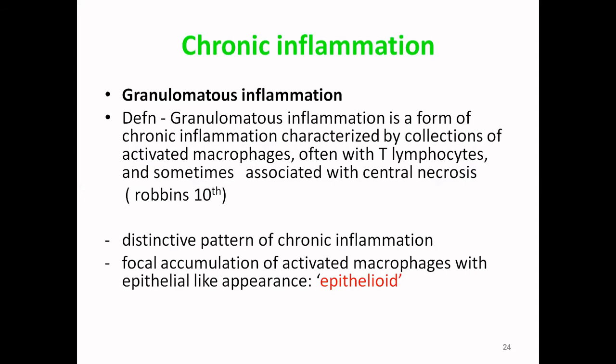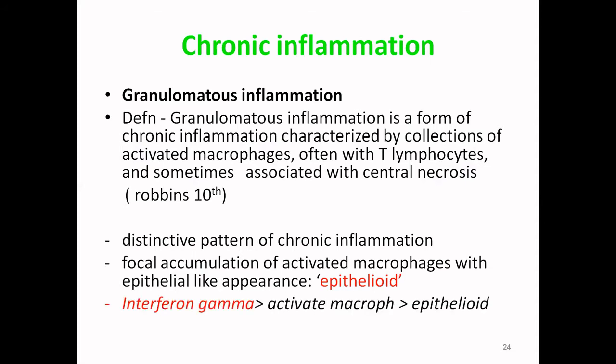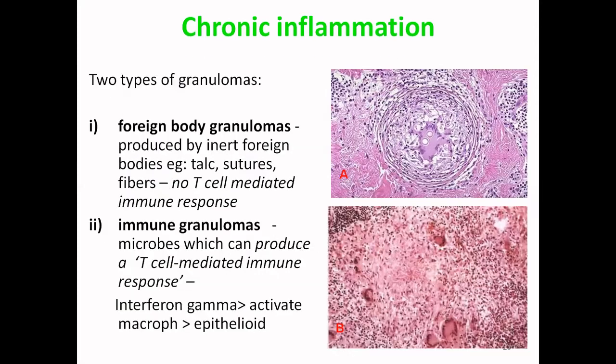Now, this active macrophage, how does it get activated? By the action of a cytokine. What is the name of that cytokine? That is interferon gamma. So please remember, interferon gamma activates the macrophage, and then the macrophage is transformed into a specific type of cell which is called an epithelioid cell, which I put in red color. Both interferon gamma and epithelioid cell, I put in red color because of a reason. Because epithelioid cell is a hallmark of granuloma.